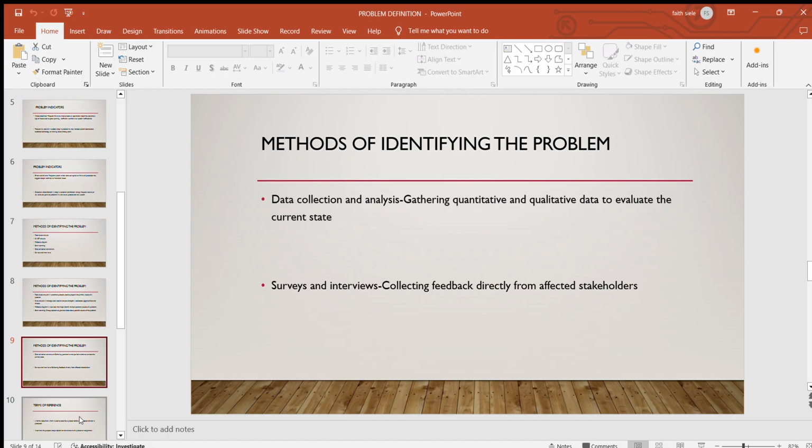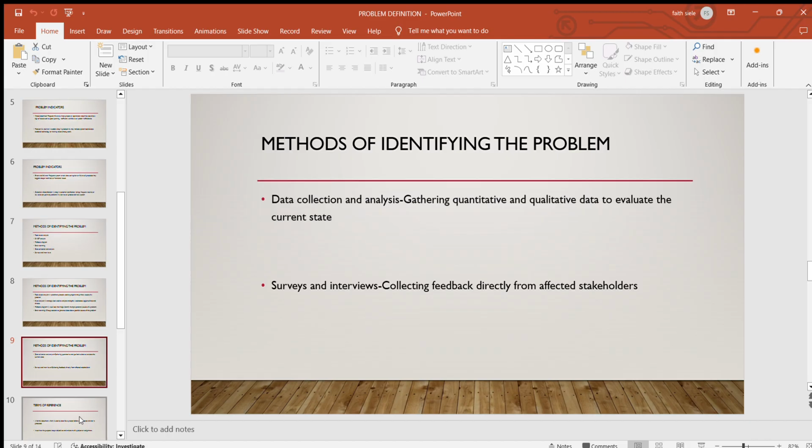Then lastly, we have surveys and interviews. When it comes to surveys and interviews, it is about collecting feedback directly from affected stakeholders. These surveys and interviews usually provide valuable insights into user or client perspectives regarding the particular problem.